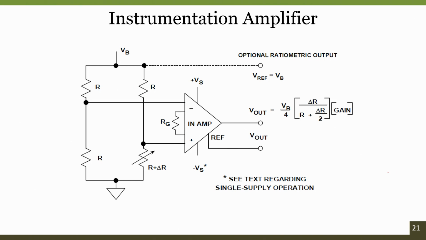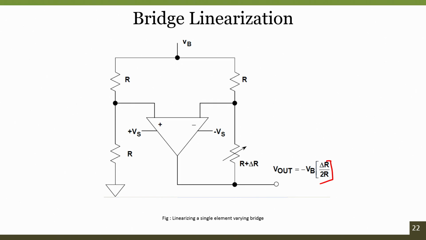So, though this approach helps us to measure the difference between these two terminals, it cannot compensate for the nonlinearity that we have discussed previously, which is delta R by R. In order to avoid this nonlinearity, either we have to go with the two element varying bridges, as we have seen, or use some other topology to eliminate the nonlinearity. So, are there any ways to use a single element varying sensor with a circuit so that the output is directly proportional to the resistance?